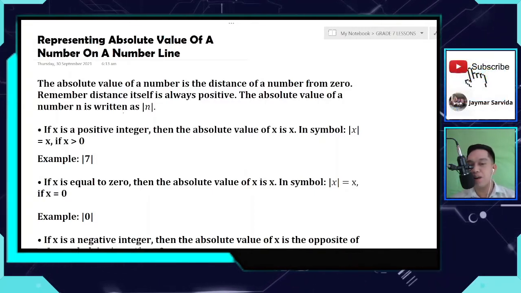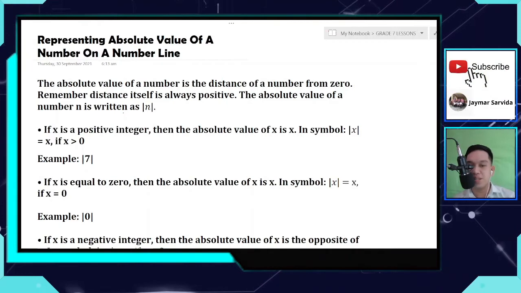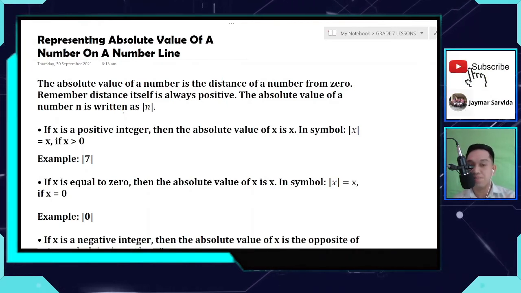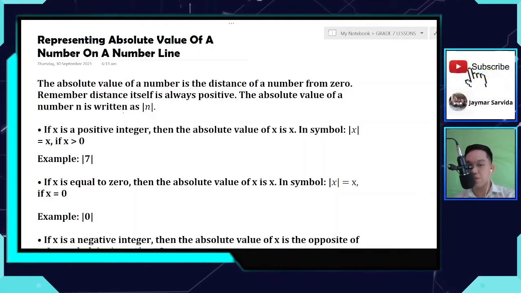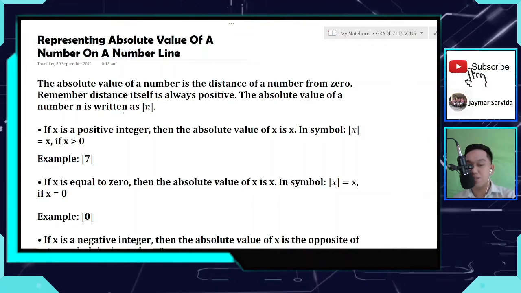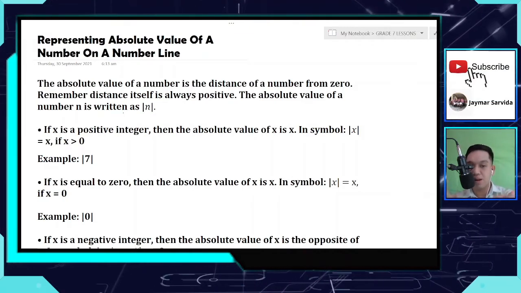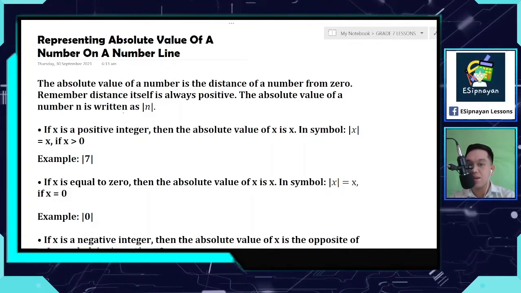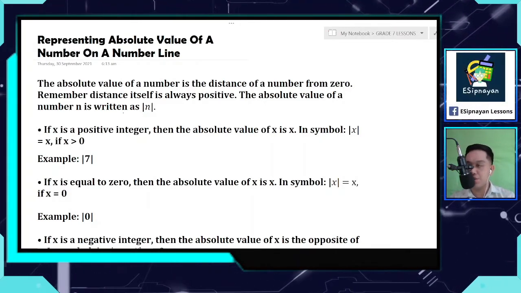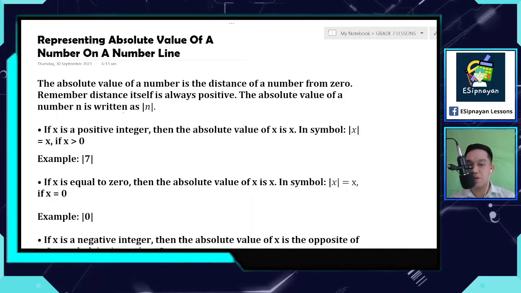The absolute value of a number is the distance of a number from 0. Remember, distance itself is always positive. Remember that always. The absolute value of a number n is written as absolute value of n, with two vertical lines and the number in the middle.